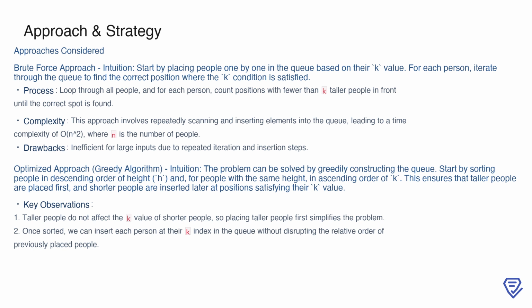To address these inefficiencies, we explored a more optimized solution using a greedy algorithm. The key idea here is to sort people in descending order of height and, for those of the same height, in ascending order of k. This strategy ensures that taller individuals are placed first, which simplifies the placement of shorter people since their k values remain unaffected by taller individuals already in the queue. By leveraging this ordering, we can build the queue in a way that satisfies the k condition without unnecessary recalculations.